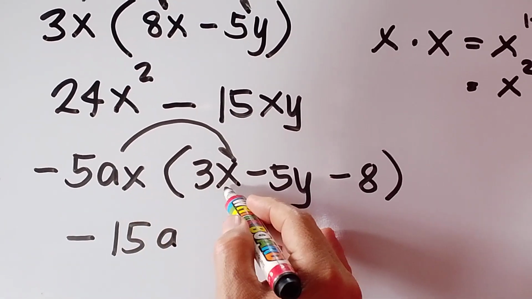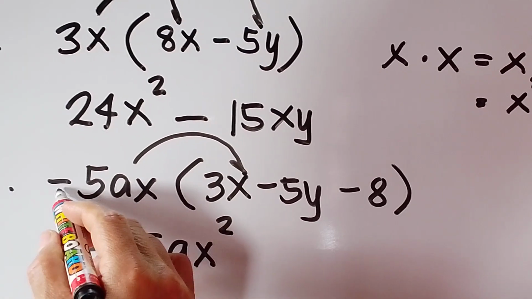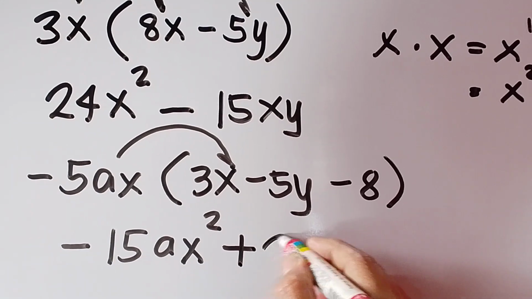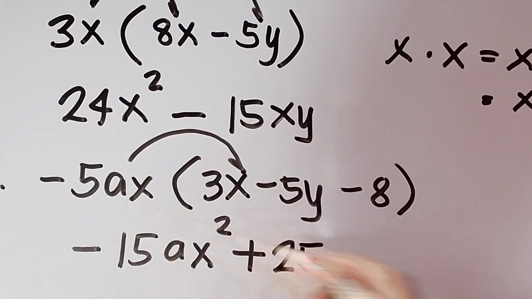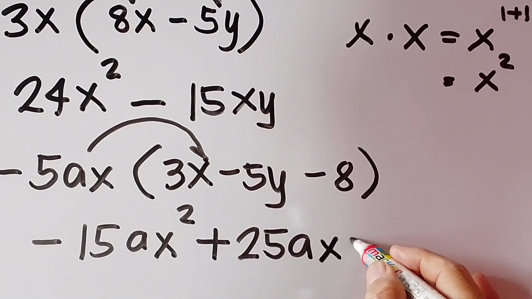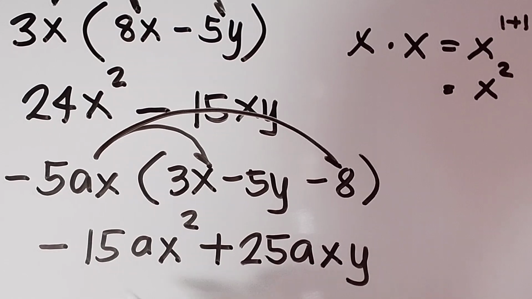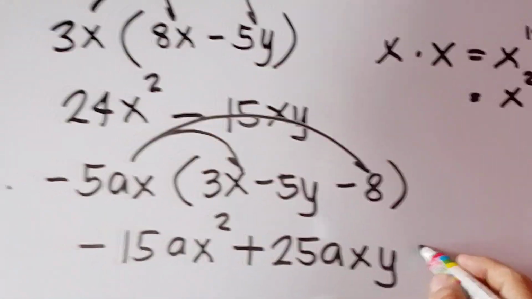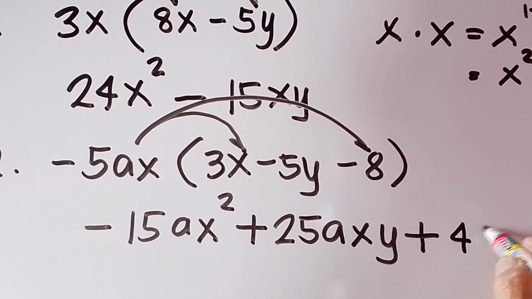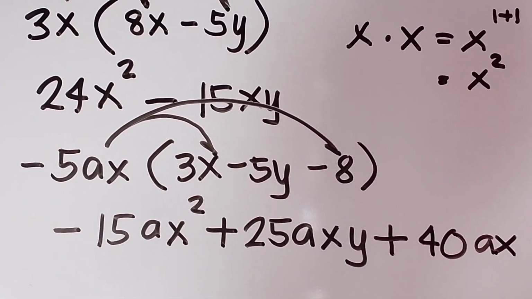Then x times x will be x squared. Then minus times minus is plus. So 5 times 5 is 25. Then just copy a. Next is x and then y. Then the last one will be negative times negative, which is positive. So 5 times 8 is 40. Just copy a and x. So that is for number 2.